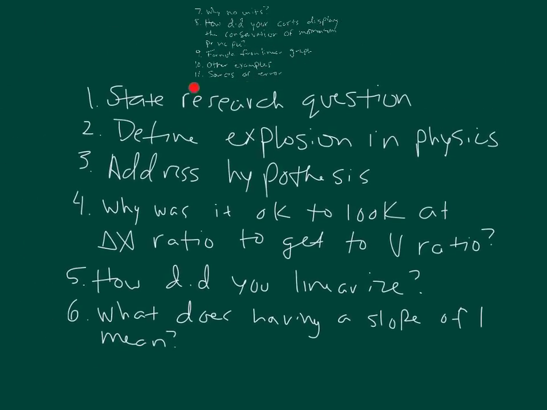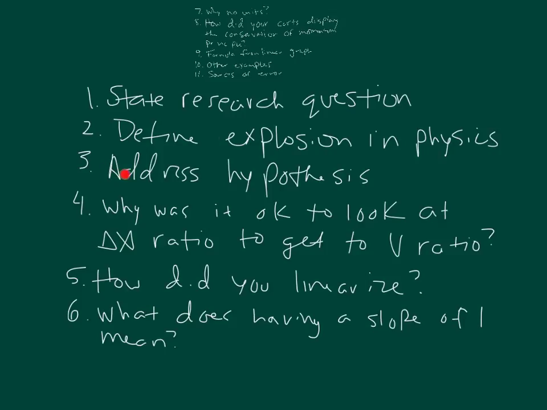The first thing, state the research question. You want to bring people into the paper by saying the purpose of this lab is to look at the relationship between the velocity ratio and mass ratios for two carts exploding. After you say that, it's good to go right into the definition of an explosion in physics. If you remember from our discussion, pretty much anything that starts as one and separates into two or more would be considered an explosion.